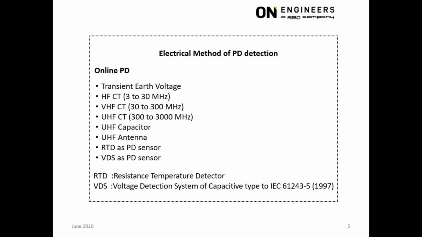The second is the VDS embedded inside a GIS to detect the presence or absence of voltage at the cable termination. VDS stands for Voltage Detection System.